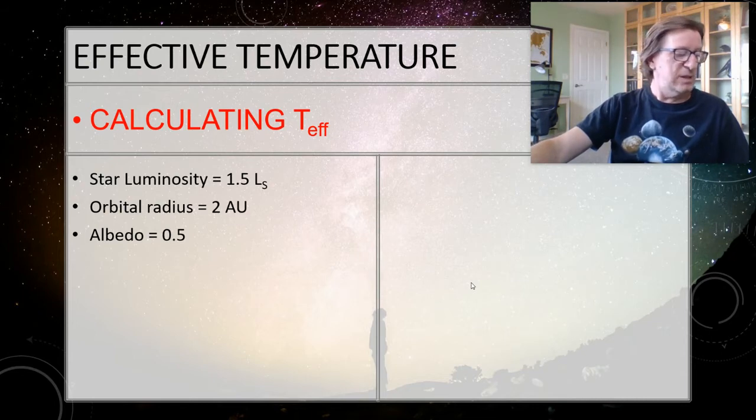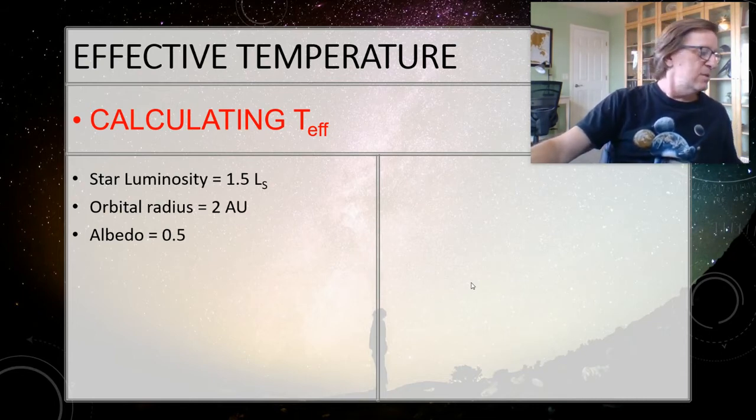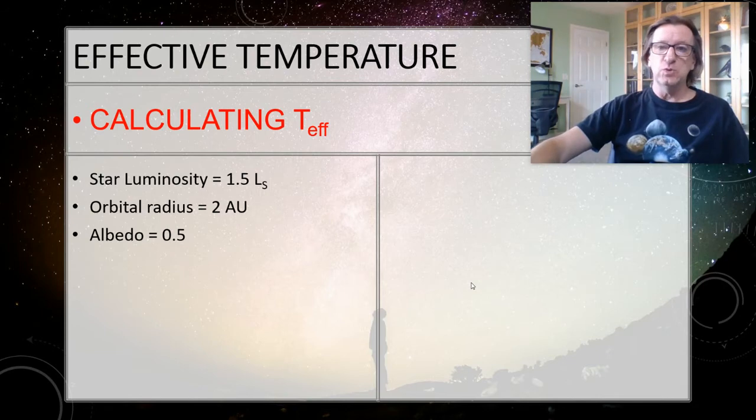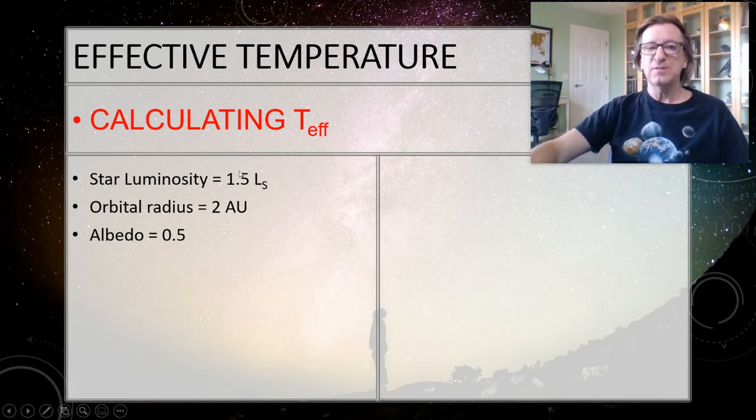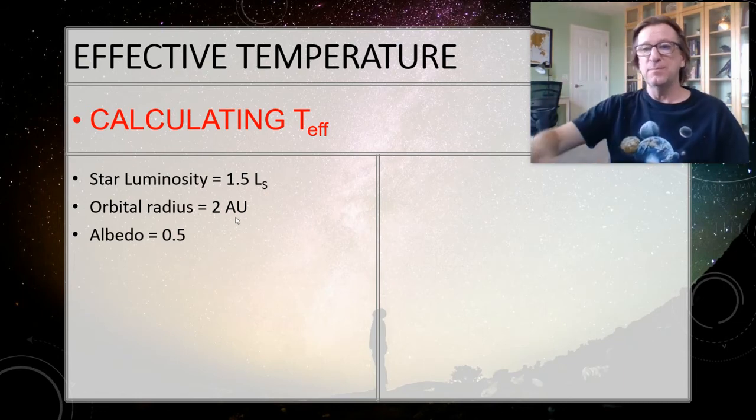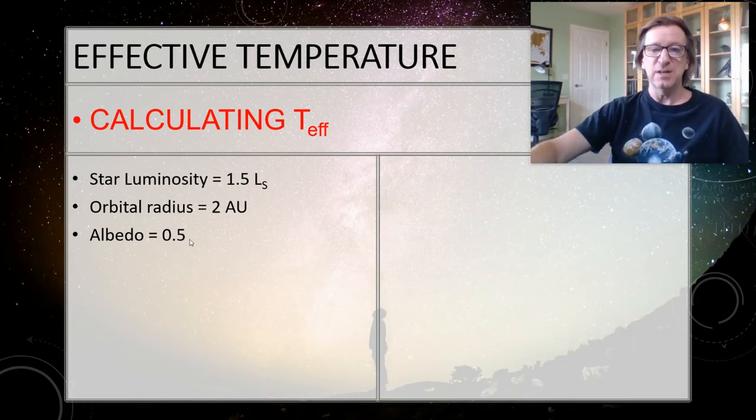All right, so let's go through the steps here. Look on the back on page 2, and let's figure out the effective temperature of this planet. Let's suppose that I have a star that's 1.5 solar luminosities, so it's 1.5 times as bright as the sun. So it's brighter than the sun, but the planet is twice as far away as Earth, so it's 2 AU away. So maybe good, right? The star's brighter, but the planet's farther away. The albedo is 0.5. That means it reflects out half the energy that it receives.